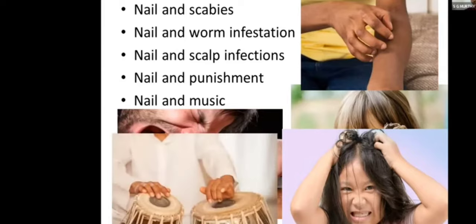Without nail, you will know what music you can play. The tabla is one of them, the guitar, and so many things. I don't know, so many instruments can be played only because of the nails they have. Without the nails, it will sound, I don't know what. But definitely, the nails are very useful in, you know, all these things.